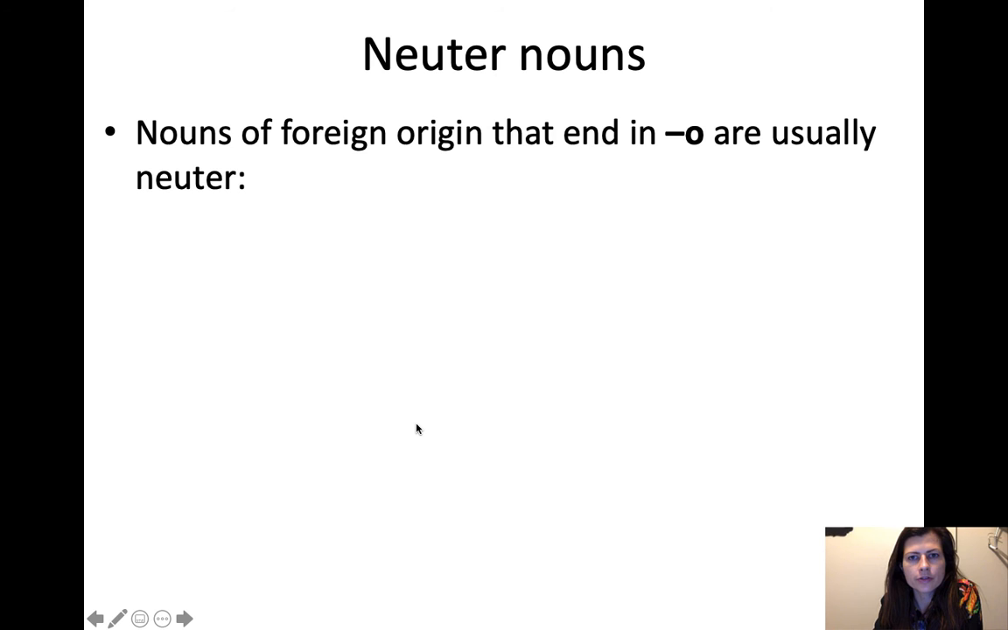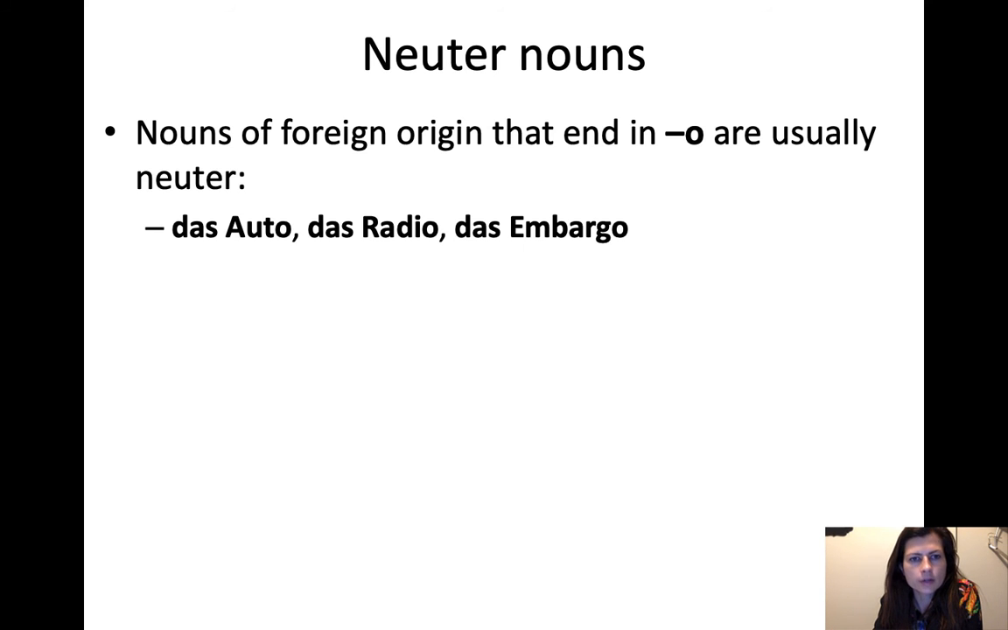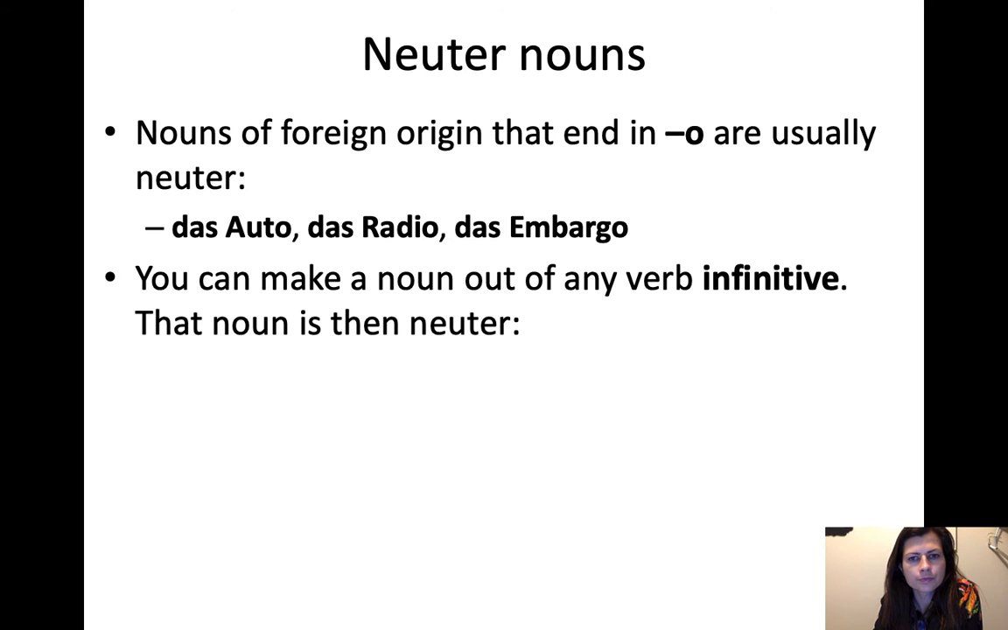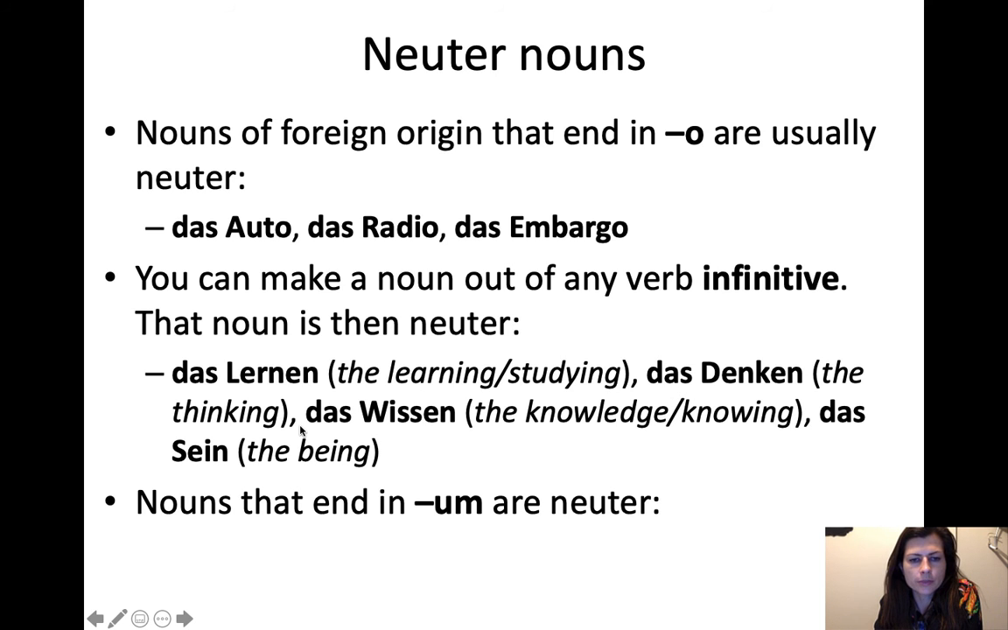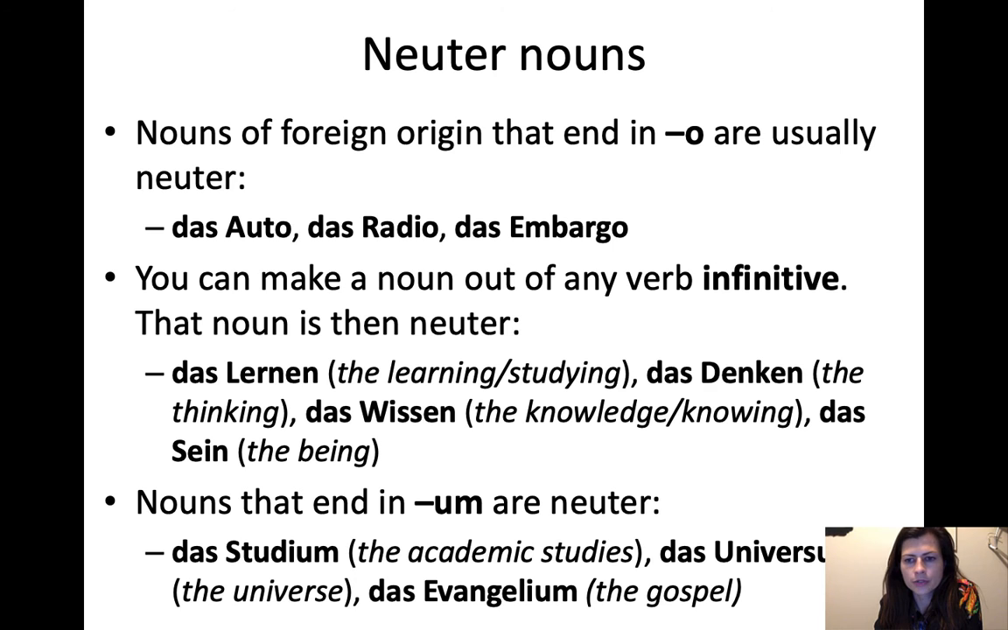Okay, neuter also, foreign origin words that end in -o are neuter. So, das Auto, das Radio, das Embargo. And then you can make a noun out of any verb infinitive, which we have talked about. And those are always neuter. Das Lernen, das Denken, das Wissen, das Sein. And then -um is always neuter. Das Studium, das Universum, das Evangelium.